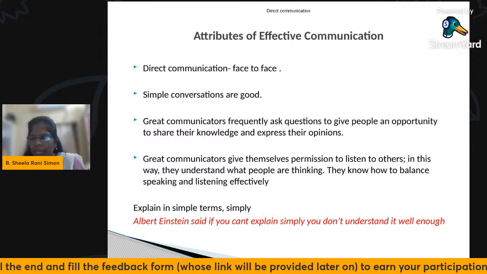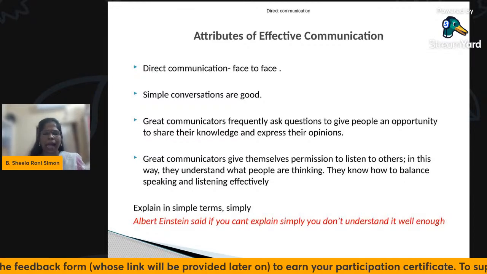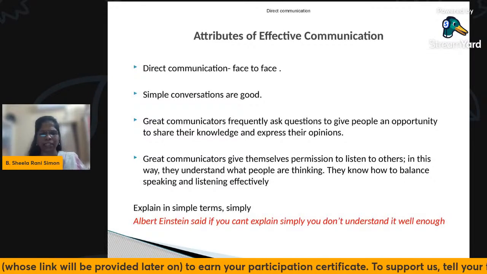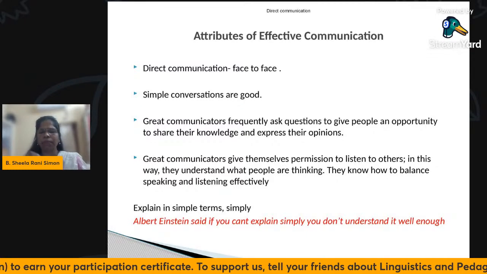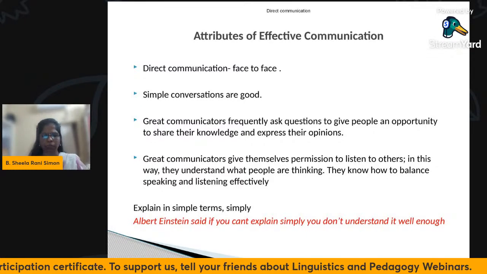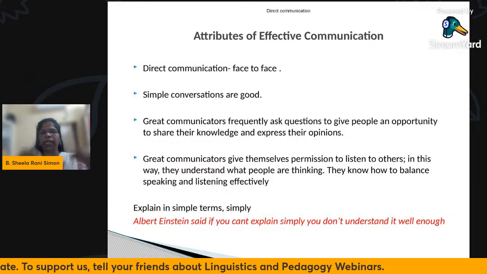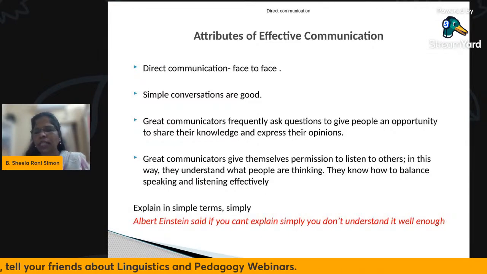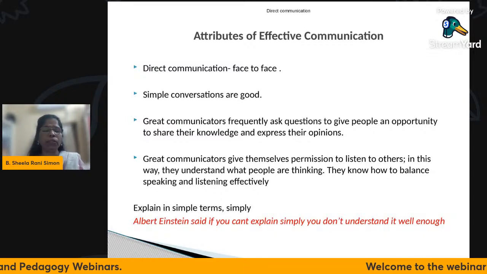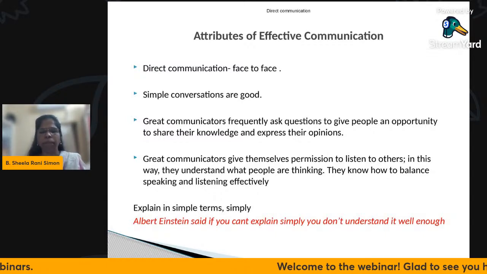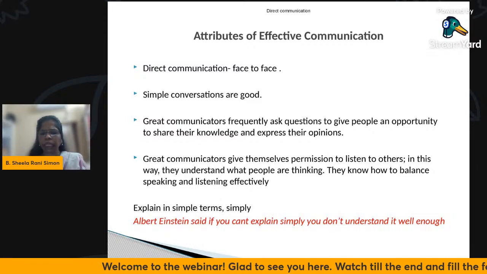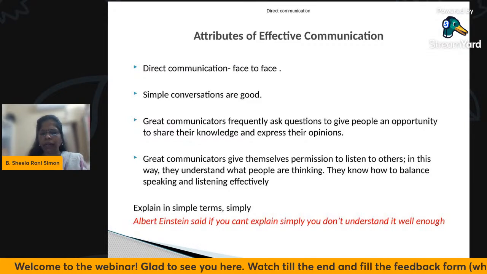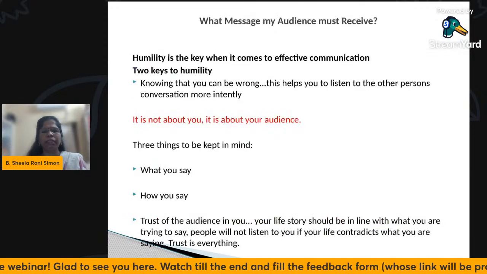If you see the last line in the slide, which says Albert Einstein himself said, I'd like to quote Albert Einstein here. He says, if you can't explain something in simple language, if you can't explain simply, you don't understand it well enough. You yourself don't understand it if you're unable to explain in simple language. So simplicity is the order of the day when it comes to effective communication.